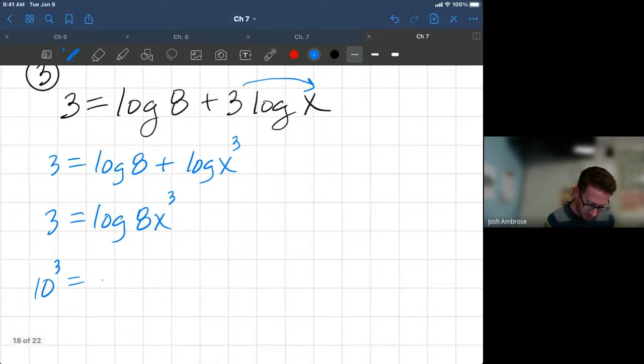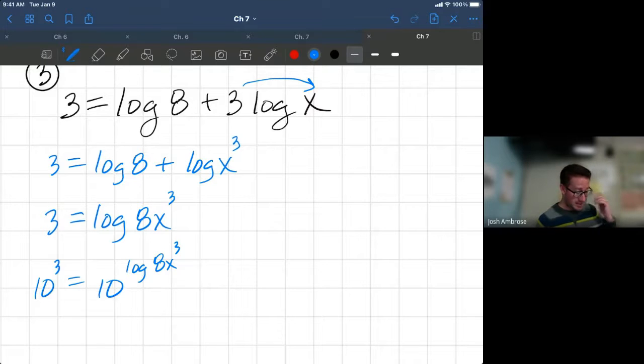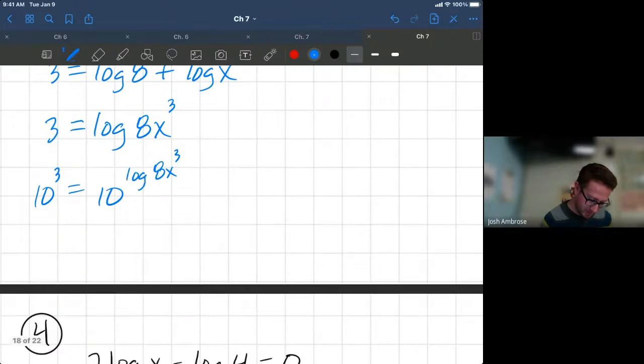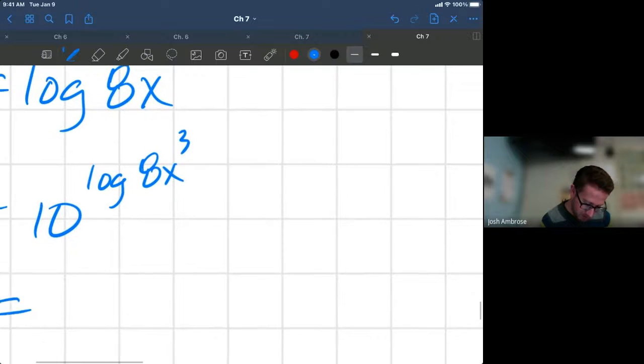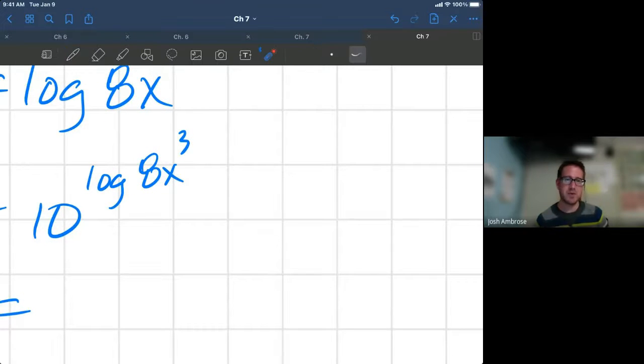Now we're going to have 10 to the log 8x to the 3rd. Okay, now we can simplify this right here. 10 to the power of 3, that is 1,000. Now here's a key thing. We're going to zoom in on just this part right here, because this is another one of the rules. Here's a 10, and this is a log with a base 10. So I'm going to write that in just so that we can see.